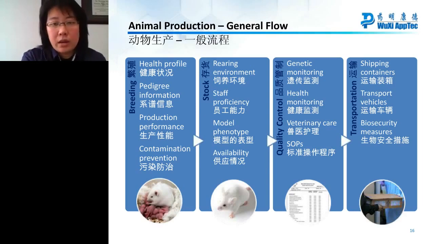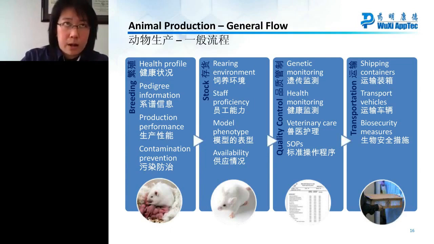Okay. And all those animals, once they're born, go into a stock population, and this is the population that then gets sold to the customers. In this population, you want to pay attention to the rearing environment, the staff that are working with them. You want to pay attention to the model phenotype and also the availability of these models. Before the animals go out the door, there is generally a quality control component. There's genetic monitoring, hopefully. There's health monitoring. If there are sick animals or abnormal animals, veterinary care is provided. And all of this operation, of course, is carried out following sets of standard operating procedures.